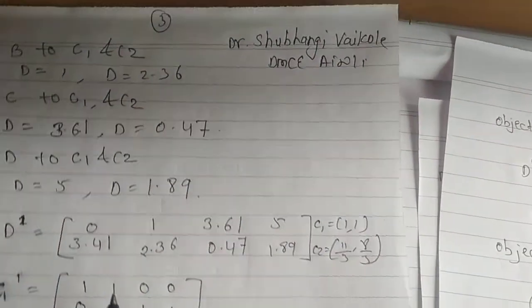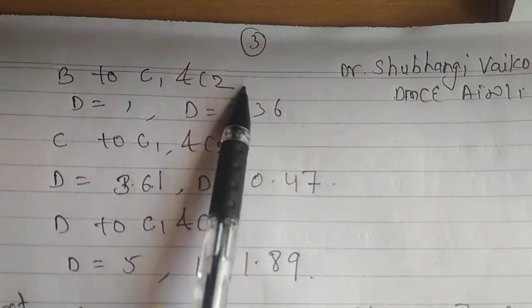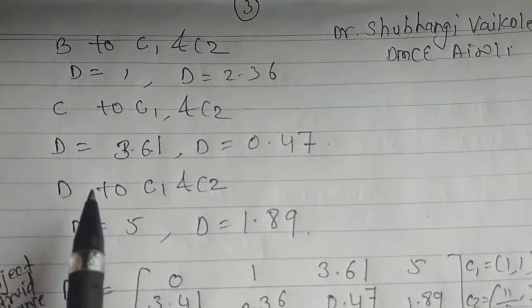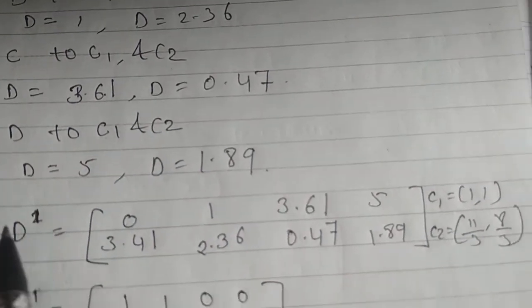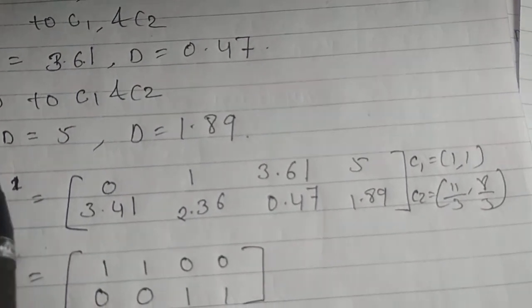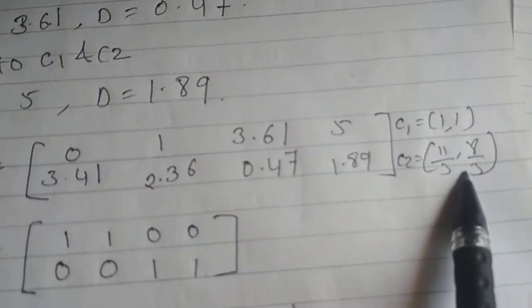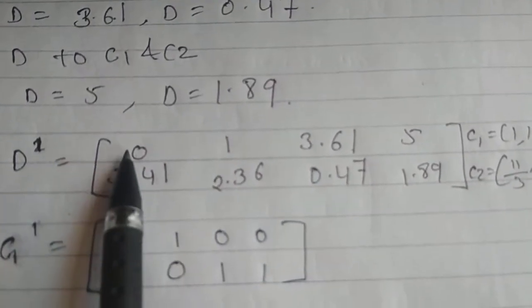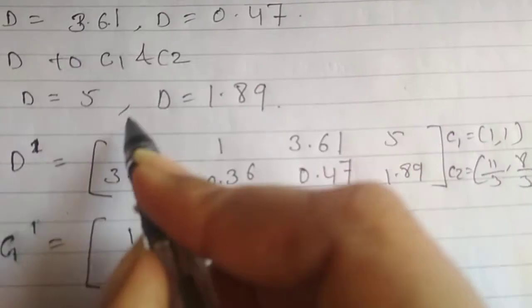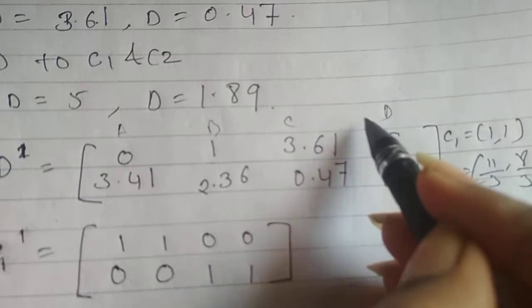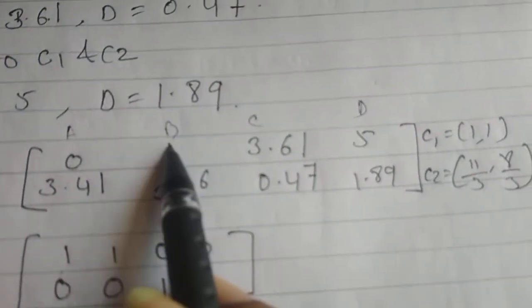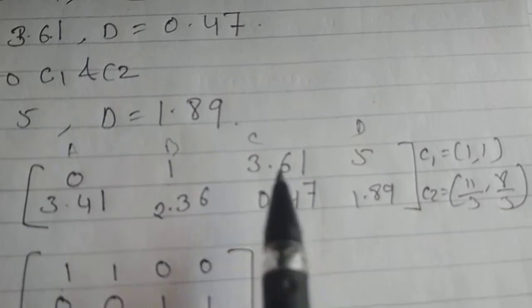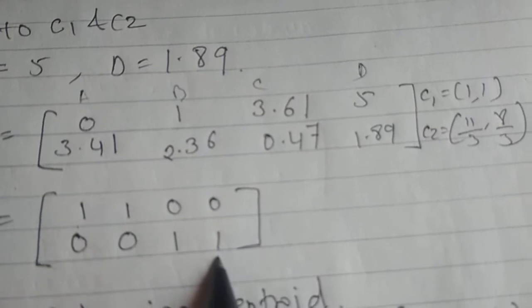So in the same manner, we'll calculate the distance of B to C1 and C2, then C to C1 and C2 and D to C1 and C2. Then we form the object centroid distance as this. So the first row is first cluster, the second row is the second cluster. Now again we take the minimum of this. So you can see here that the minimum is 0. So you can say that the medicine A is clustered in the first cluster, the medicine B is clustered in the first cluster, medicine C is clustered in the second cluster, medicine D is clustered in the second cluster.